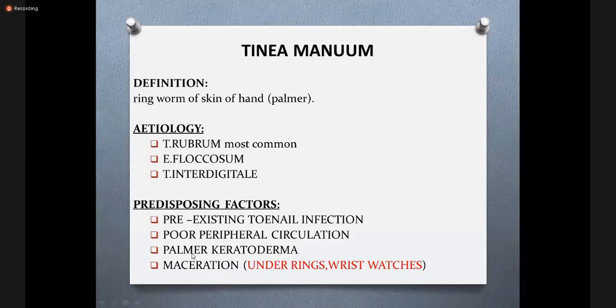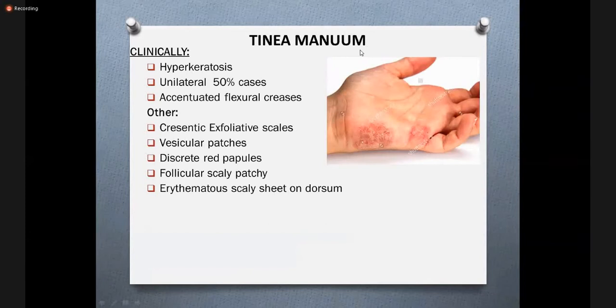It can present as palmar keratoderma or maceration under rings and wrist watches. Those patients who have repeated eczemas or contact dermatitis have a chance to develop tinea manuum, a fungal infection of the palms. Those patients who have palmar keratoderma have a chance to develop tinea manuum. Okay. So tinea manuum can present as hyperkeratosis. Tinea manuum is usually unilateral.